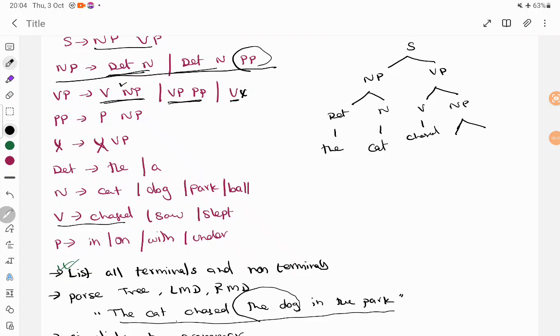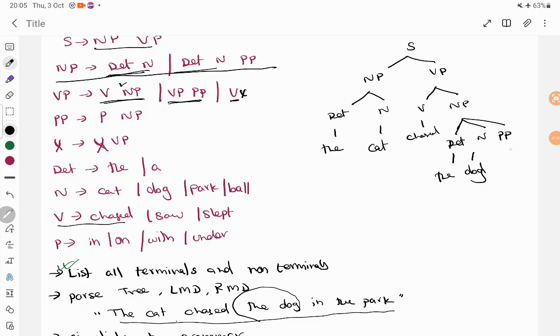But this is then followed by in the park. So to expand in the park, I want PP. Since PP tends to P and NP, P consists of in, and we have to look at all possible conditions here. So what we have to do is replace this NP with DET N PP. So this DET takes the, N takes dog. So the cat chased the dog, and you have PP.